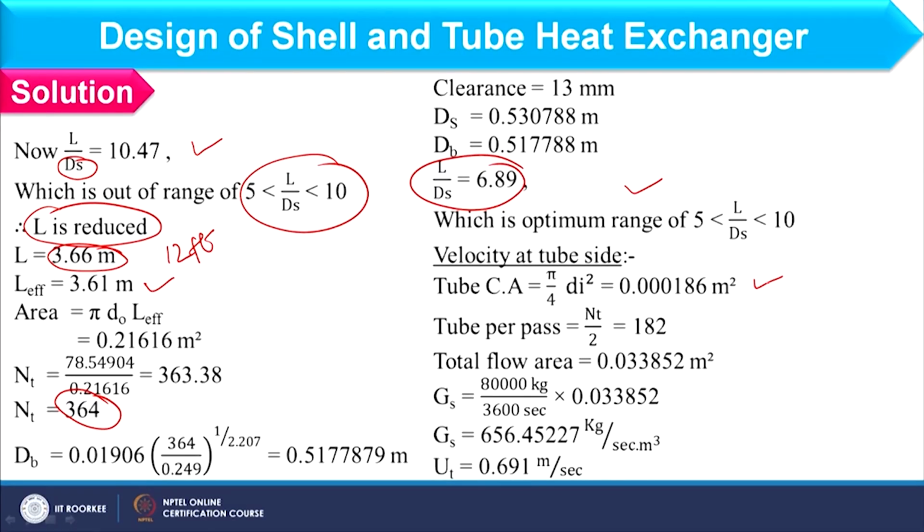So let us continue the calculation with velocity in the tube side. Okay. So cross sectional area you know already. So cross sectional area per tube you can find out, and then you can find out the total flow area, because I am considering 1-2 pass. So velocity you can obtain as 0.691. I am not going into detail because we have already discussed this in lecture 15. So just quickly I am covering this example.